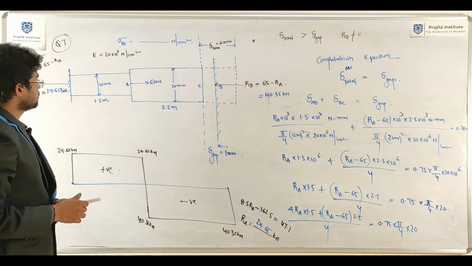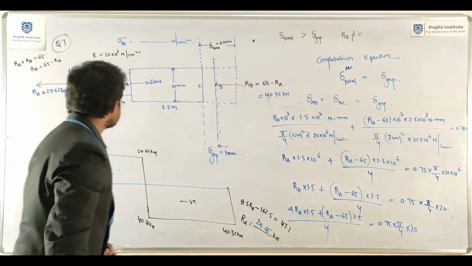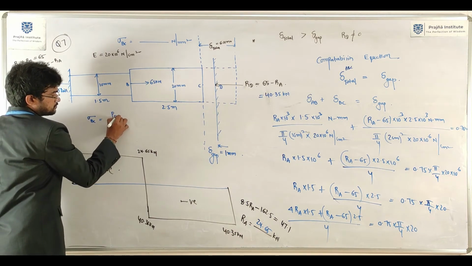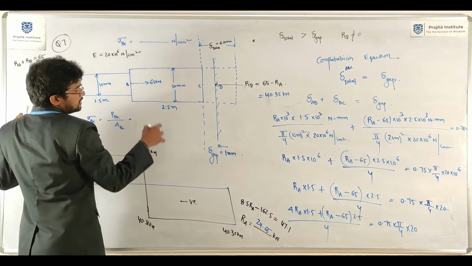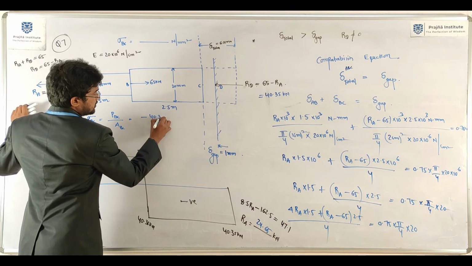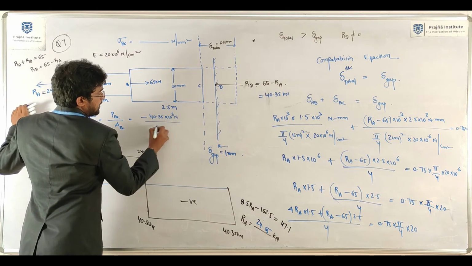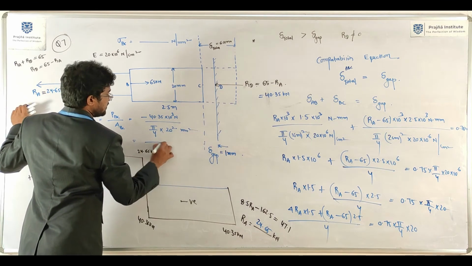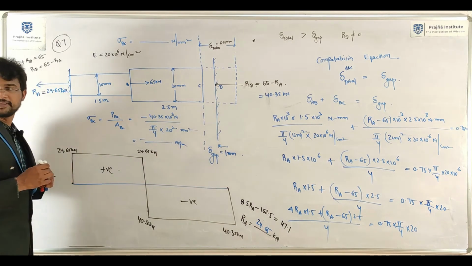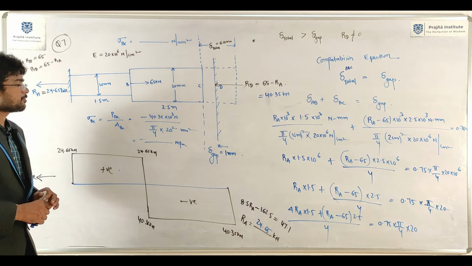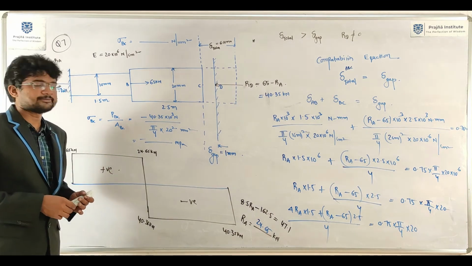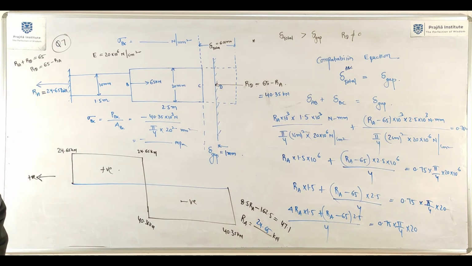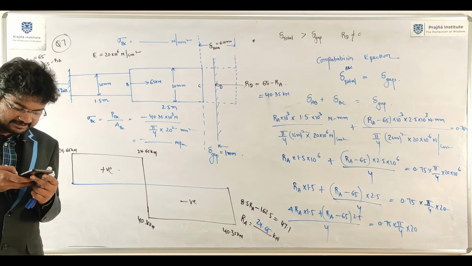What they are asking is, in the member BC, what is the value of stress? Sigma BC is equal to PBC by area of cross section BC. This is minus 40.35 into 10 cube newton by pi by 4 into 20 square. How much are you getting, tell me? Megapascal, minus 1. How much is this? 40.35 into 10 cube by pi by 4, 20 square. What is the answer?